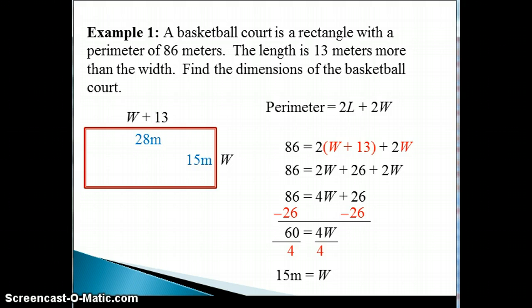So let's pretend that we're walking around this rectangular basketball court. If we start up at the top left corner and walk clockwise around the rectangle, we will have walked 28 meters plus 15 more meters, which gives us 43 meters so far. Then we walk another 28 meters to give us 71 meters. And then finally walk 15 meters to finish our walk around the perimeter, which means we have walked a total of 86 meters. Now we can be confident in our answer since we have checked our solution with the original wording of the problem.